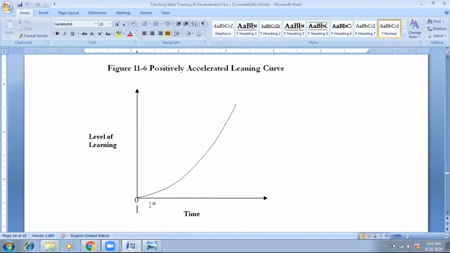Okay, assume the first hour, the learner could learn only 5 concepts. The second hour, 10 concepts. Within the third hour, 20 concepts. Within the fourth hour, assume 35 concepts the learner could learn.